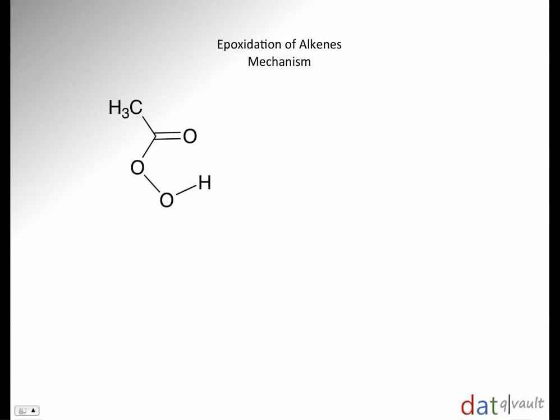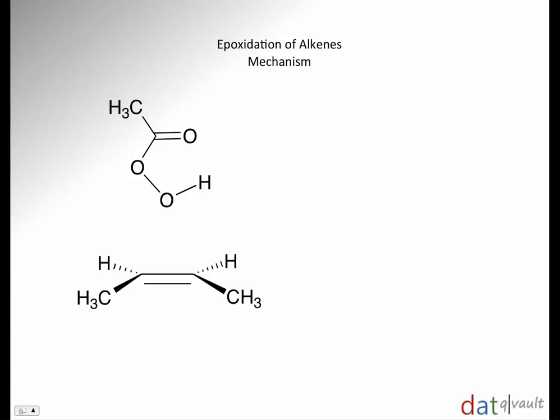So, what's the mechanism of epoxidation, and why do we get syn stereochemistry from the epoxidation reaction? So here's an alkene, here is a peroxy acid. In this case we're going to use PAA. We get the name peroxy acid because we have this oxygen-oxygen single bond, which is a fairly weak bond, and because of this weak bond it's going to be a very reactive molecule for an epoxidation reaction.